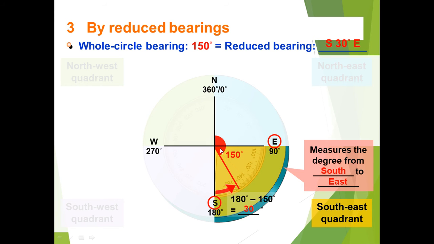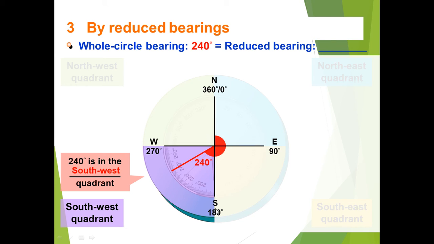So we won't directly use the 150 degrees, but instead we will use 180 degrees, because it is the angle of a straight line. And then we use 180 degrees minus 150 degrees, and then we can have the degree of this angle. So actually, for whole circle bearing 150 degrees, when we convert it into the reduced bearing, that would be S 30 degrees E, because it falls in the southeast quadrant, and the 30 degrees here should be measured from the south side.